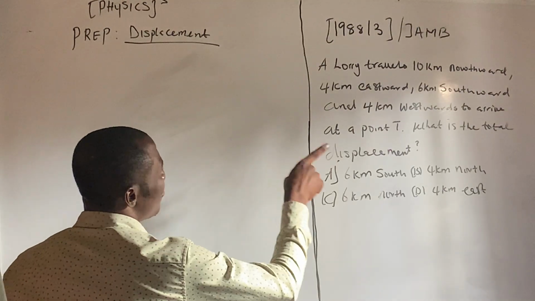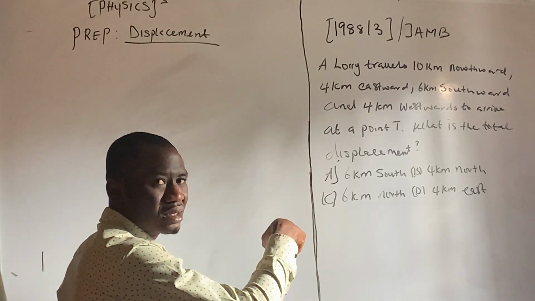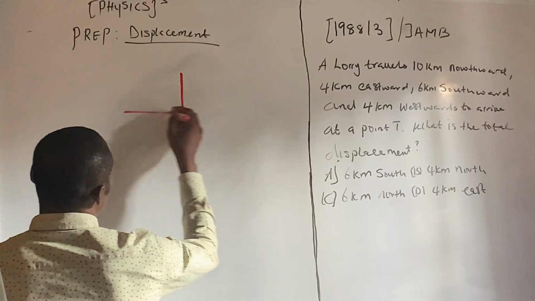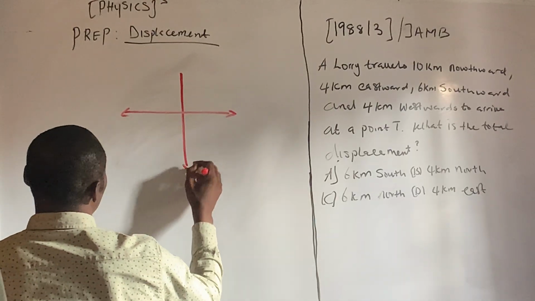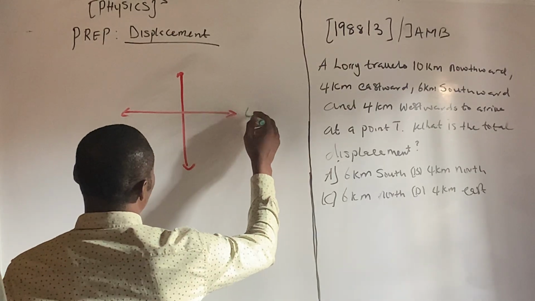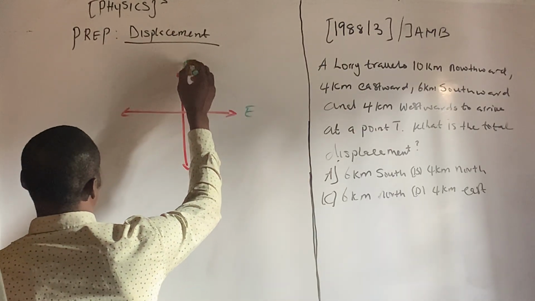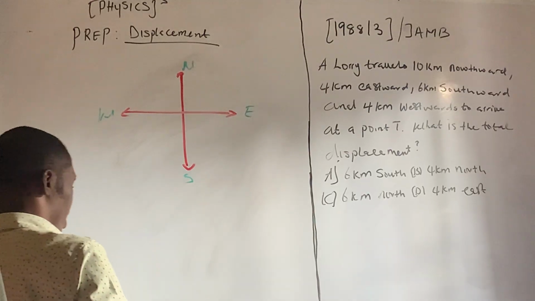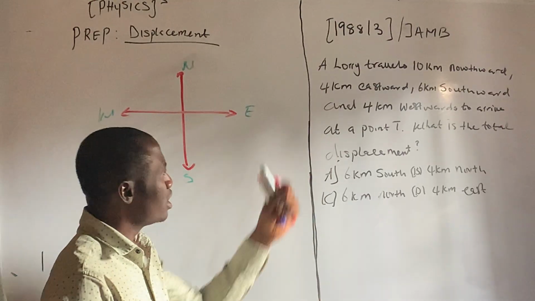You need to know we have the 4 cardinal points: east, west, north, and south. The first thing to do is to draw out the cardinal points. East is over here, north is over here, west is over here, and south is over here. Now, let's apply the illustration.